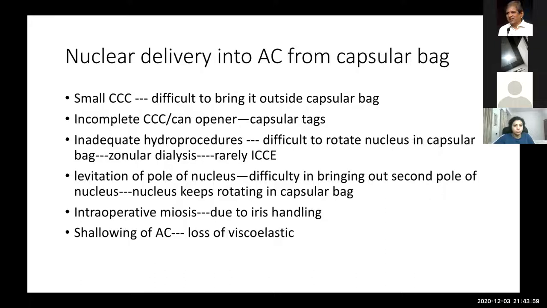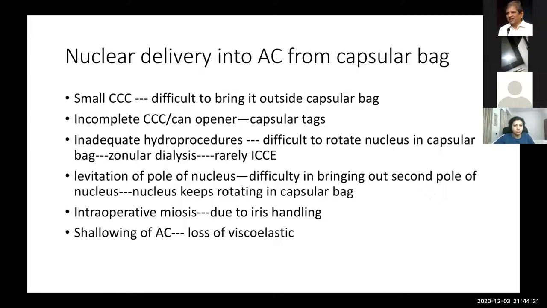They insert, they inject more viscoelastic, and then they try to bring out the nucleus from the capsular bag. Another important thing we usually notice is, while they try to maneuver the nucleus, most of the time there will be an iris touch. And intraoperative miosis, or the pupil becoming smaller, is one of the most important factors which will always make it difficult to bring the nucleus into the anterior chamber.